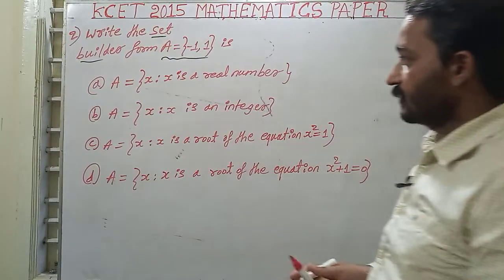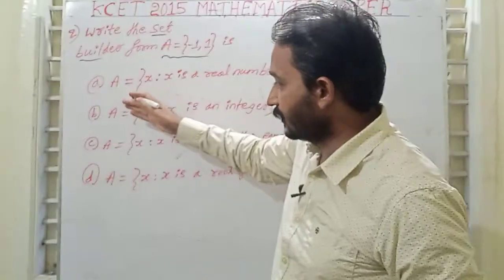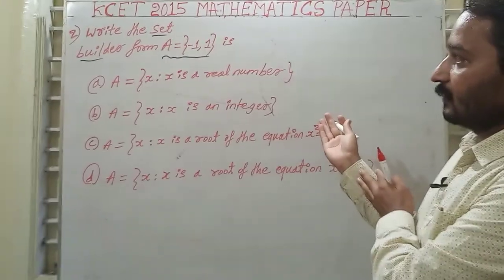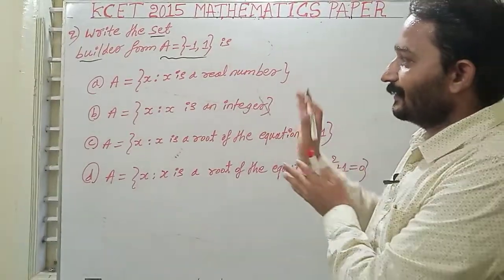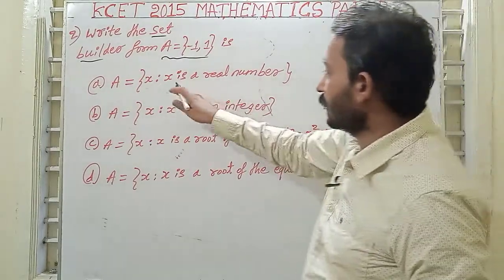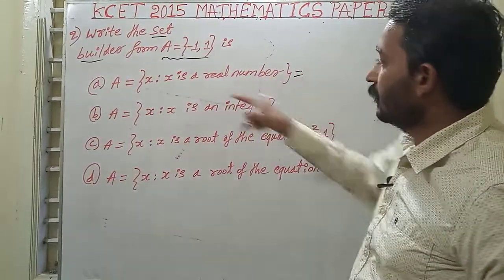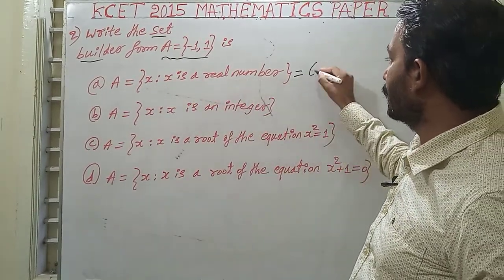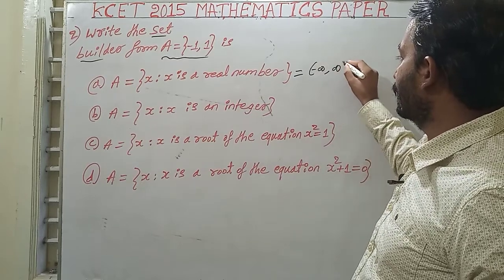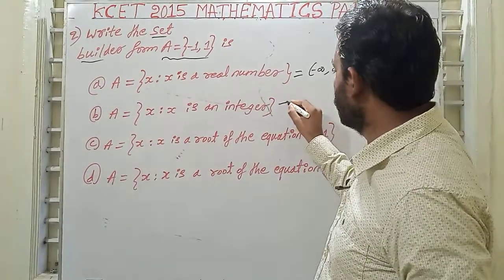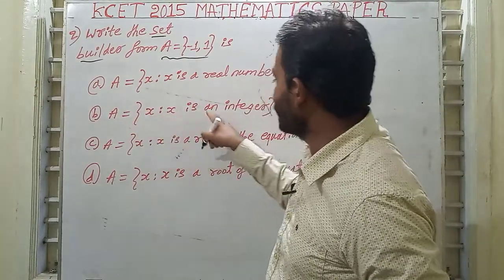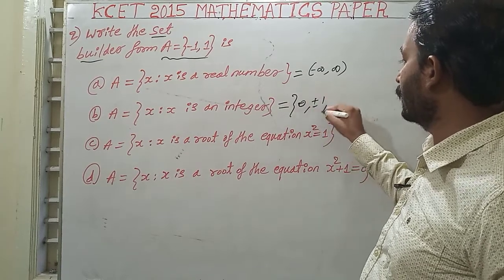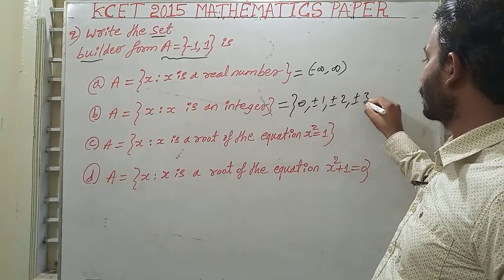Check option by option. First option, second option, third option, fourth option: all four options are converted into set roster form. So which option is correct? So converting to roster form: x such that x is a real number, nothing but minus infinity to plus infinity. Okay, next, x is an integer. X is an integer means what? Plus or minus 0, plus or minus 1, plus or minus 2, plus or minus 3, and so on.